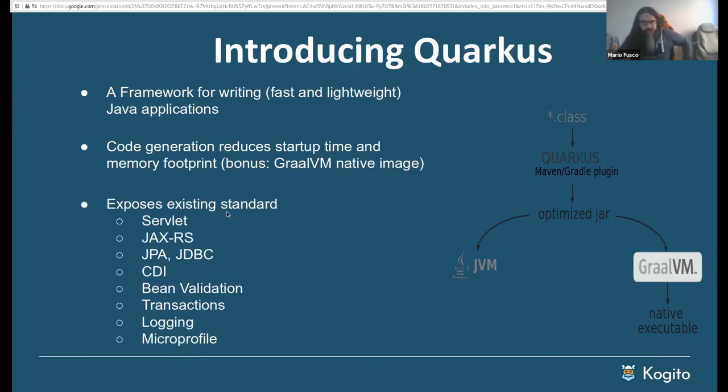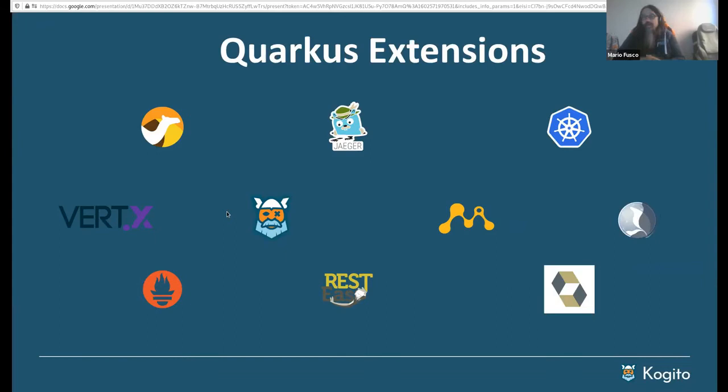And the other thing that you will see is the hot reload feature, which is very nice. And Quarkus is based on tons of standards that you already know. So you have JPA, you have CDI, logging, the MicroProfile, of course, servlet, and all the technologies that you already know. And there are a lot of extensions for Quarkus that allow you to quickly use this technology. So you have the extensions for Camel, for Vert.x, of course, for Kogito, for Prometheus, and many more.